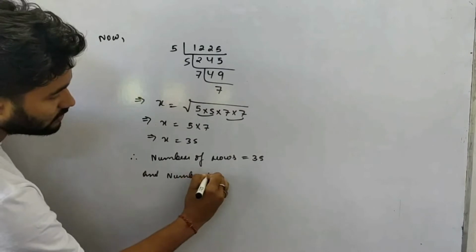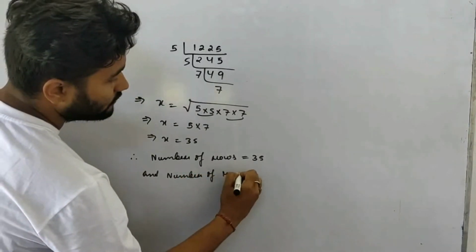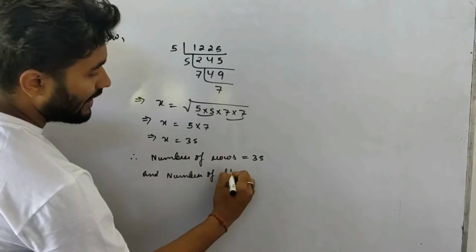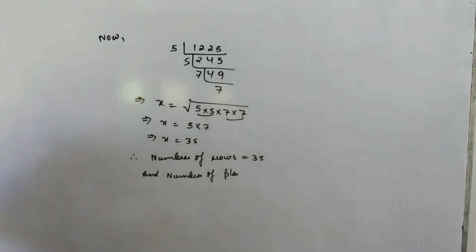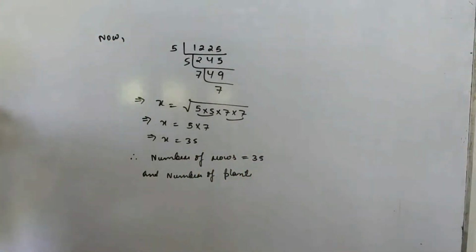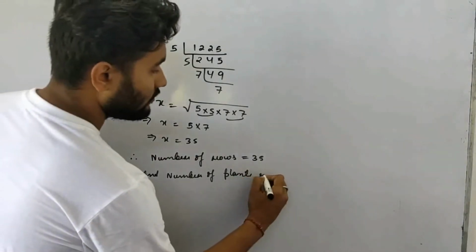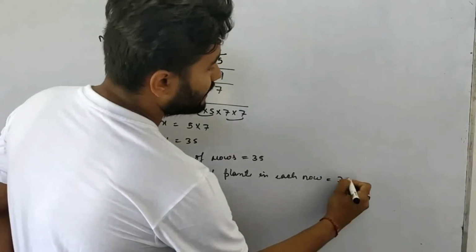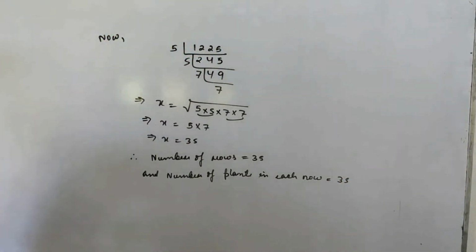number of plants in each row. Plants and saplings are the same thing, okay? Number of plants in each row will also be how much? 35. Understood?